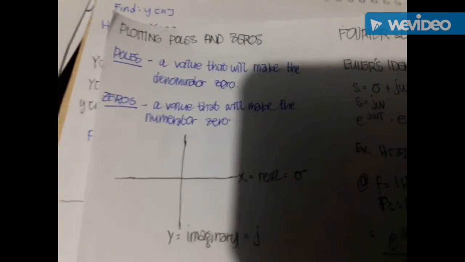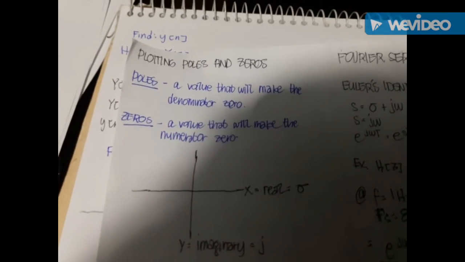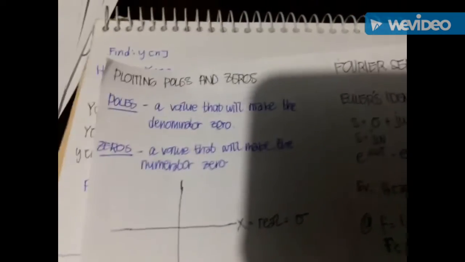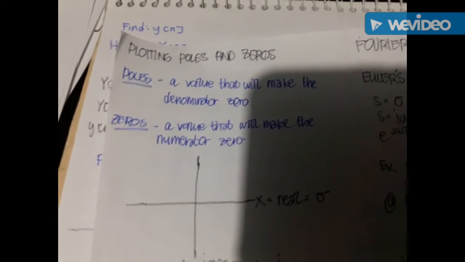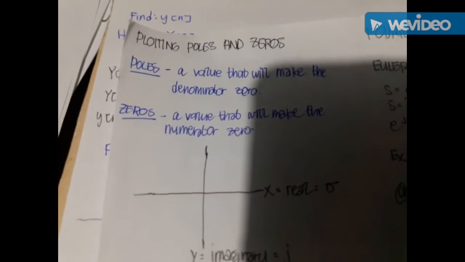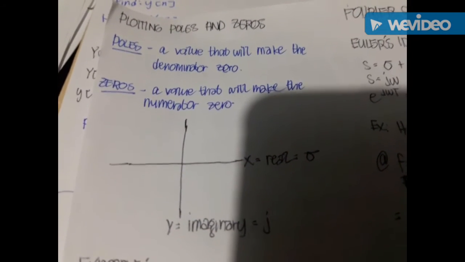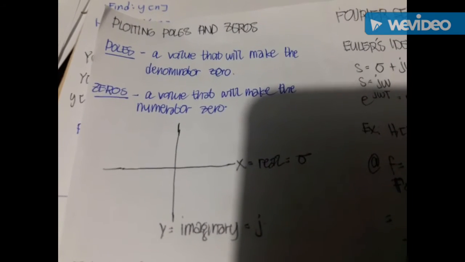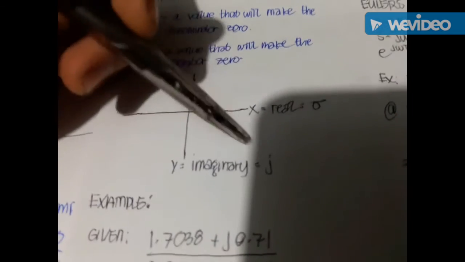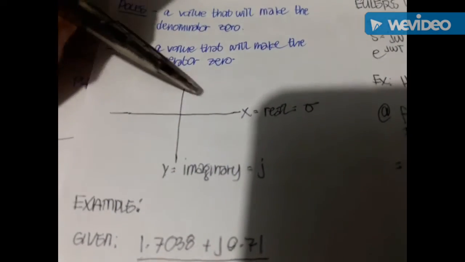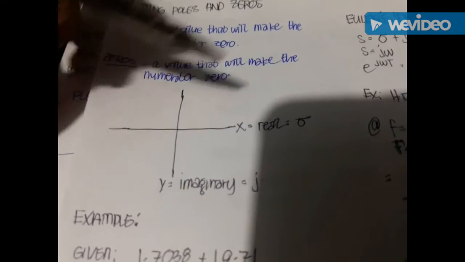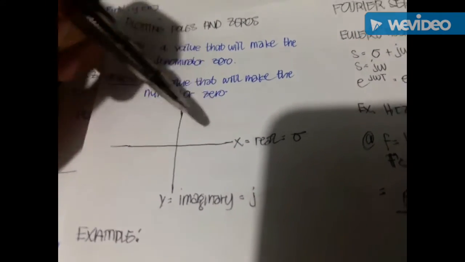So before proceeding to solve a problem involving plotting poles and zeros, we must first define those basic concepts. As we already know, poles are the values of z that make the denominator equal to 0, and zeros are the values of z that make the numerator equal to 0. Given the plot, this part, which is the y-axis, is the imaginary part, which on a complex number is equal to j. The x-axis, which is horizontal, is the real part.